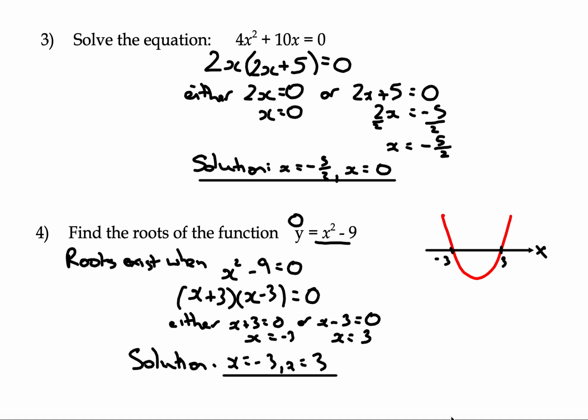Okay, so that's how we solve quadratic equations. We need to set it up so that the right hand side is always 0. We have to factorise the left hand side and then split it up into an either-or situation, and then we solve these equations to get a solution.